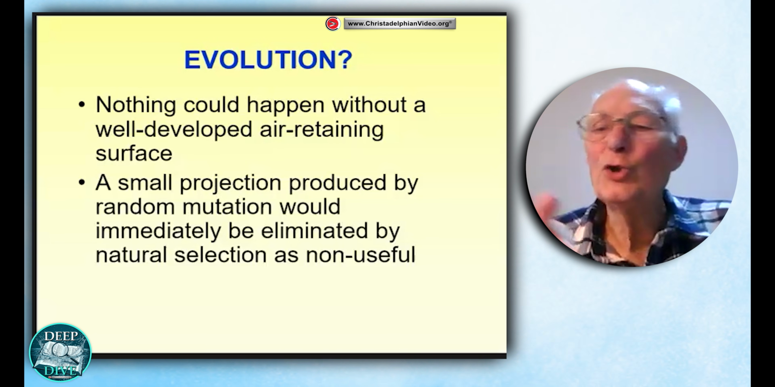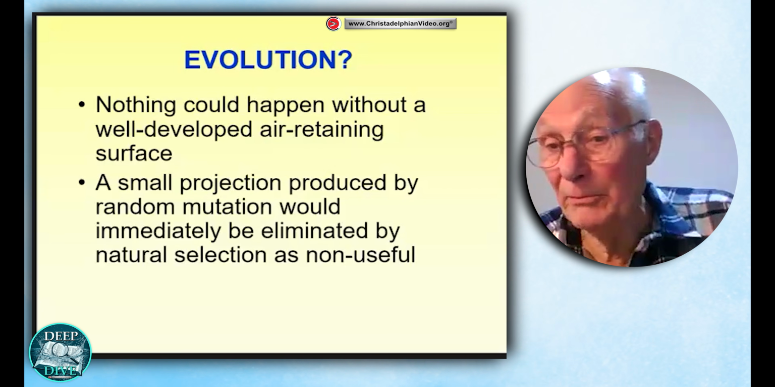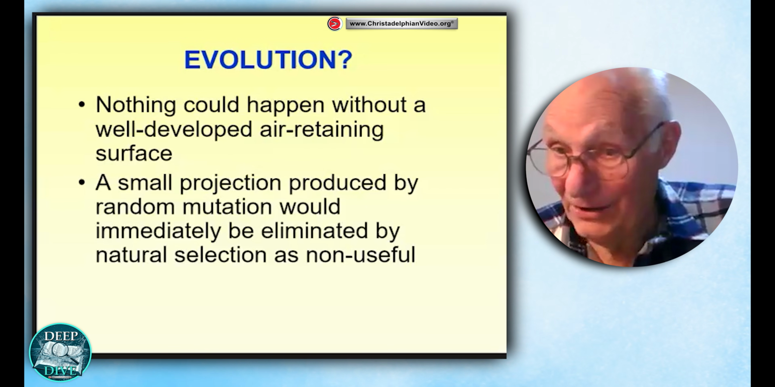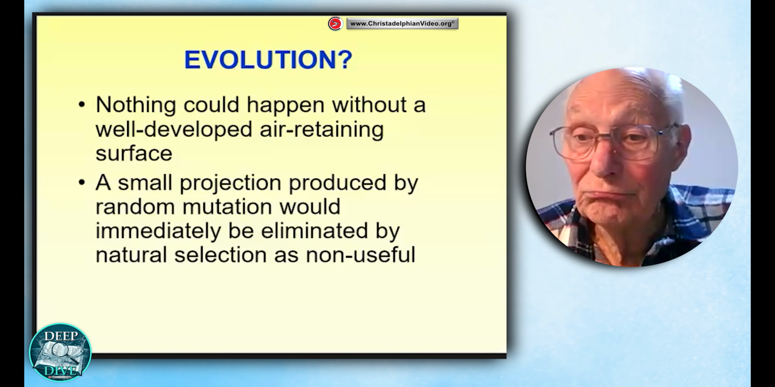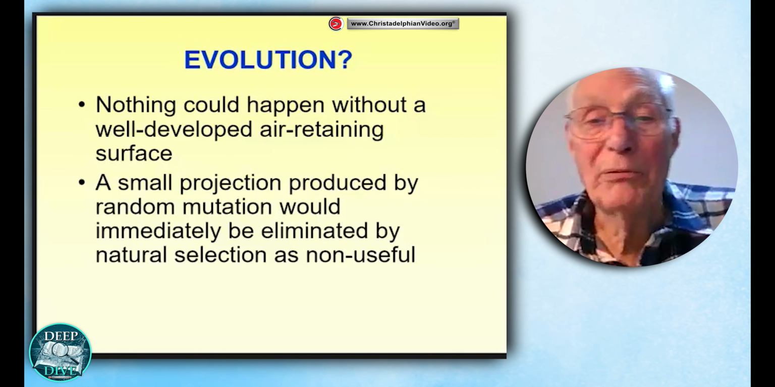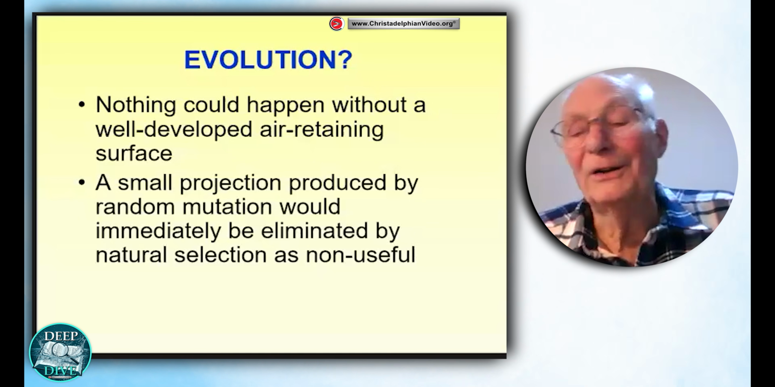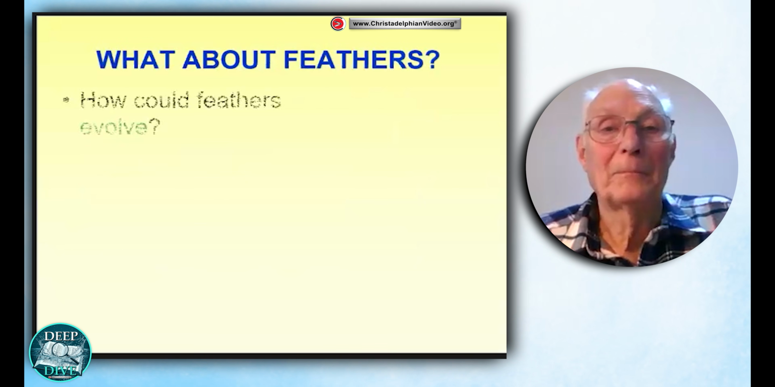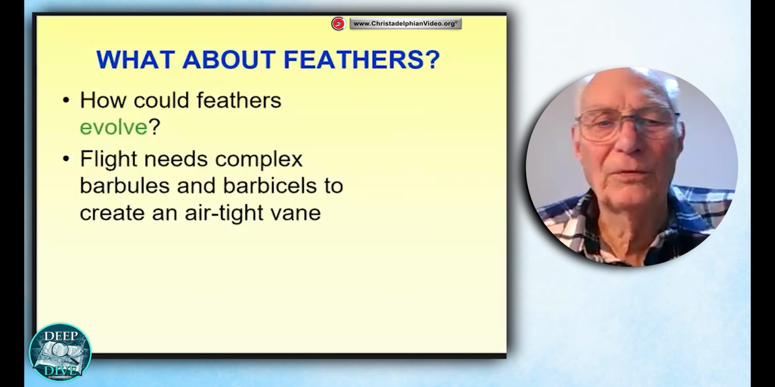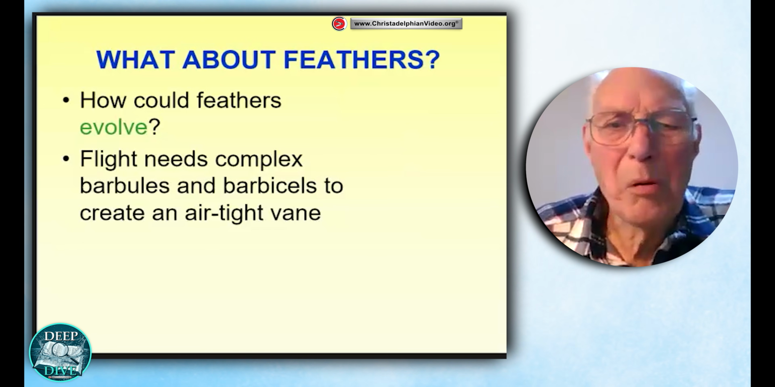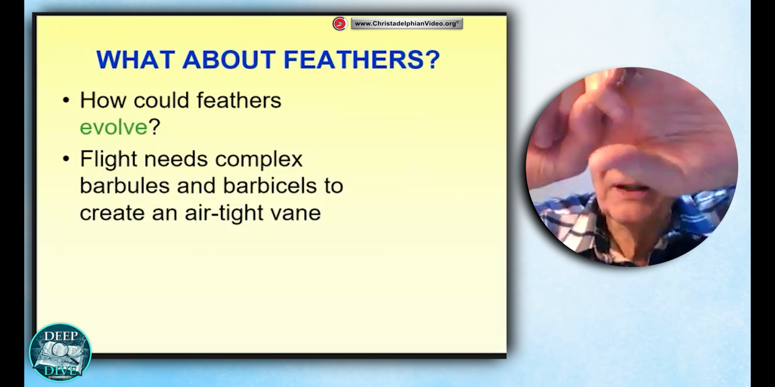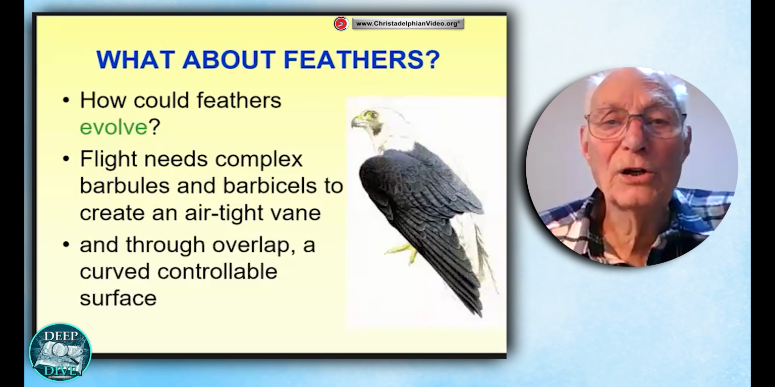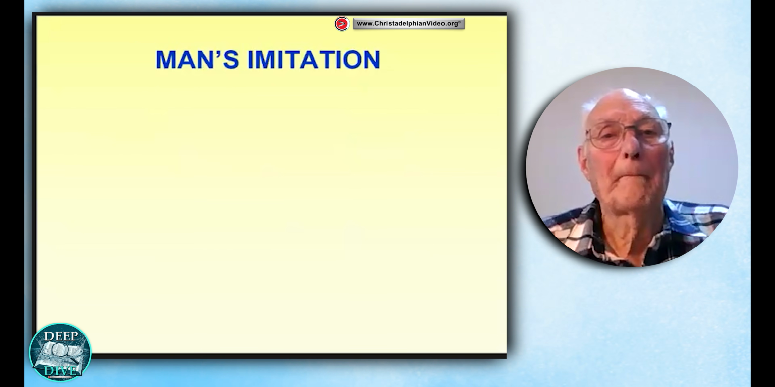Now, obviously, any new small projection that arose by mutation would immediately be eliminated by natural selection, say the experts, as being non-useful. And therefore, it's got to get rid of it. There's no point in having a projection on the wing of the dinosaur, on the arm of the dinosaur, if it's not going to help in any ordinary way. So how could feathers evolve? We see those amazingly complex barbules and barbicels which lock together to produce an airtight vein that can trap and move air, a curved but controllable surface.